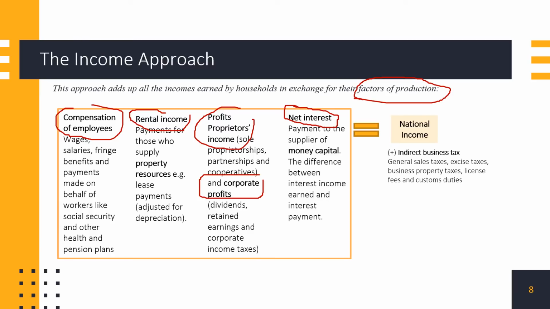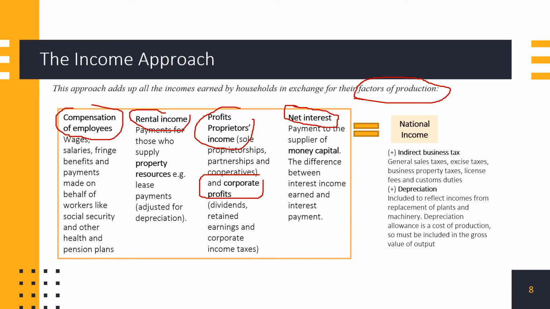The next thing we need to do is add depreciation, also known as consumption of fixed capital. Why is this included? It is included because we want to reflect the income we get from the replacement of plants and machinery. Depreciation allowance is a cost of production, so it must be included to get the gross value of product. Remember, GDP is called gross domestic product. So yes, you have to add back depreciation.